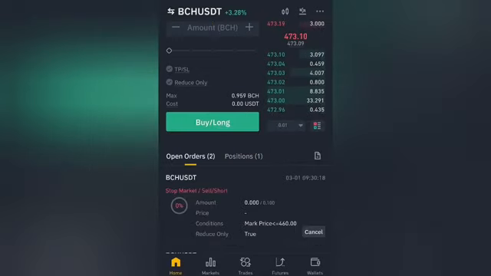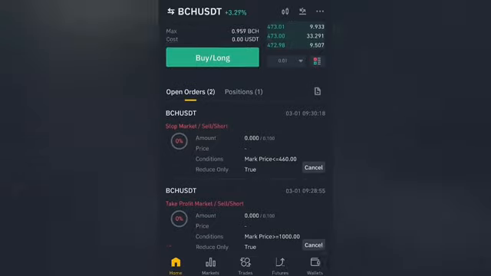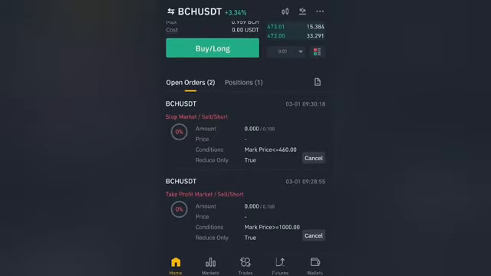Now when you are in the open order section, you will notice that there are two orders that are pending. Understand? One order is when you sell at the top and make profit. The second order is when you sell below the entry price. When you sell below the entry price, you take a loss.